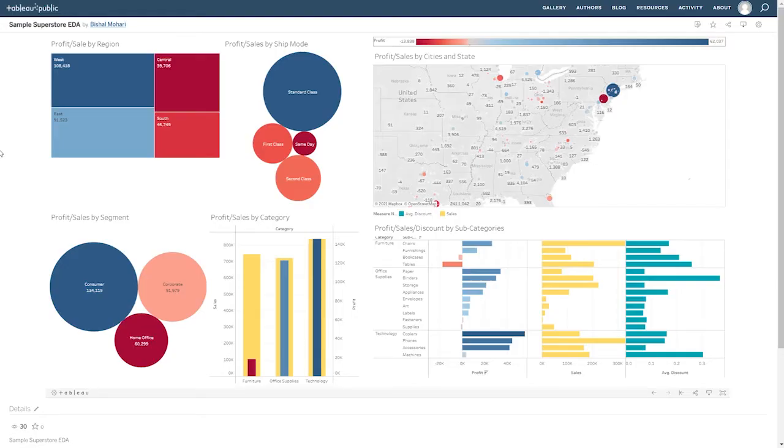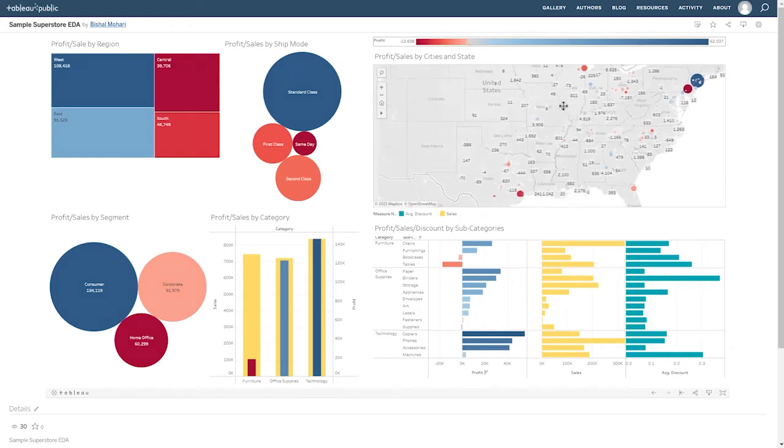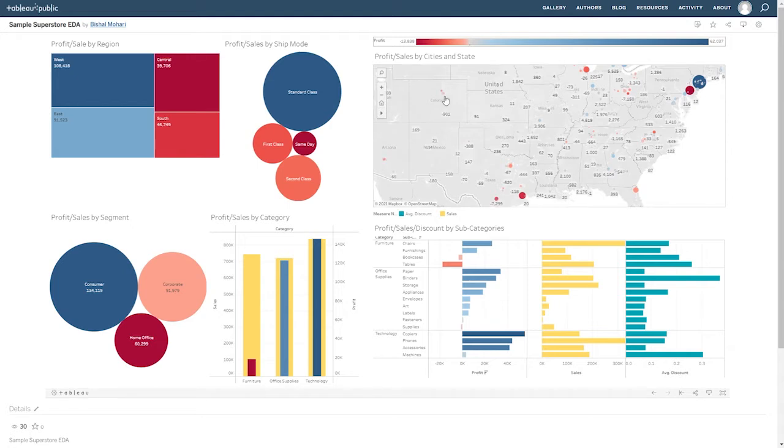So now let us look into our interactive dashboard. First of all, let us look into our different elements that are being used in order to analyze our dataset. First of all, we have profit or sales by region, which is being categorized into West, East, Central, and South. We have profit or sales by ship mode, which is being categorized into standard class, first class, same day, and second class. We have profit or sales by cities, where we are distributing the amount of sales and profit throughout the different regions of the United States.